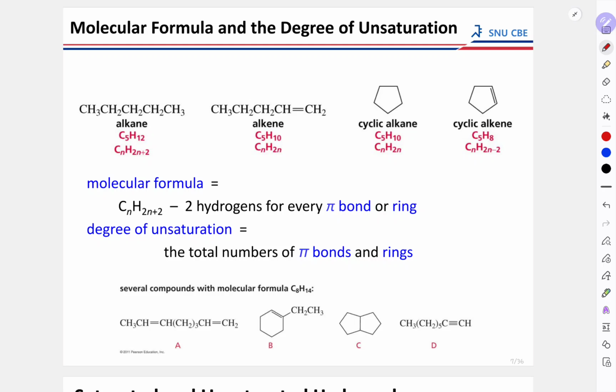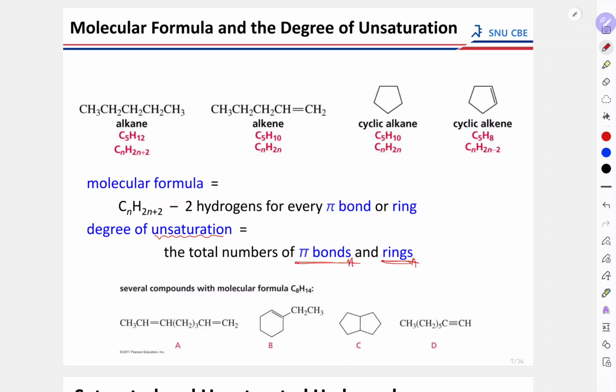So the saturated form for the hydrocarbon follows this: n number of carbon with 2n plus 2 number of hydrogen. This will give you the saturated hydrocarbon like this, right? CnH2n plus 2 is the general formula. Per minus 2 hydrogen, you are getting plus 1 DU.